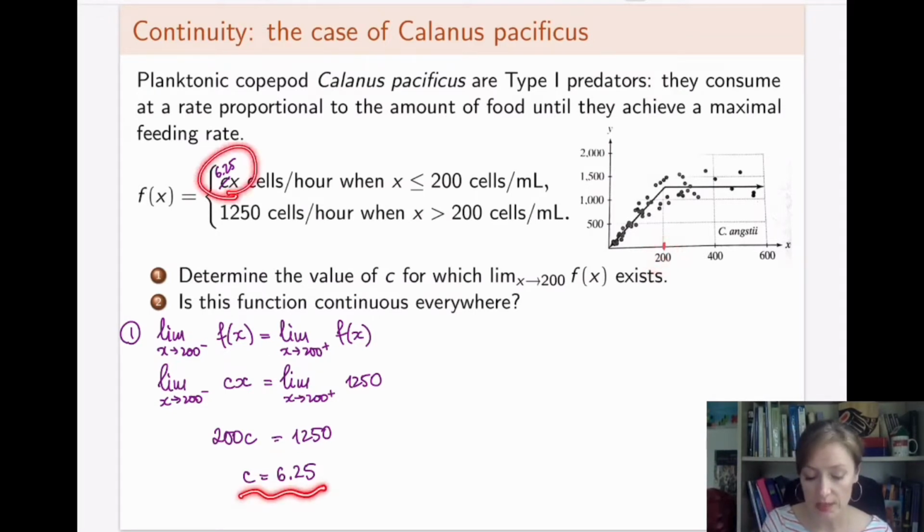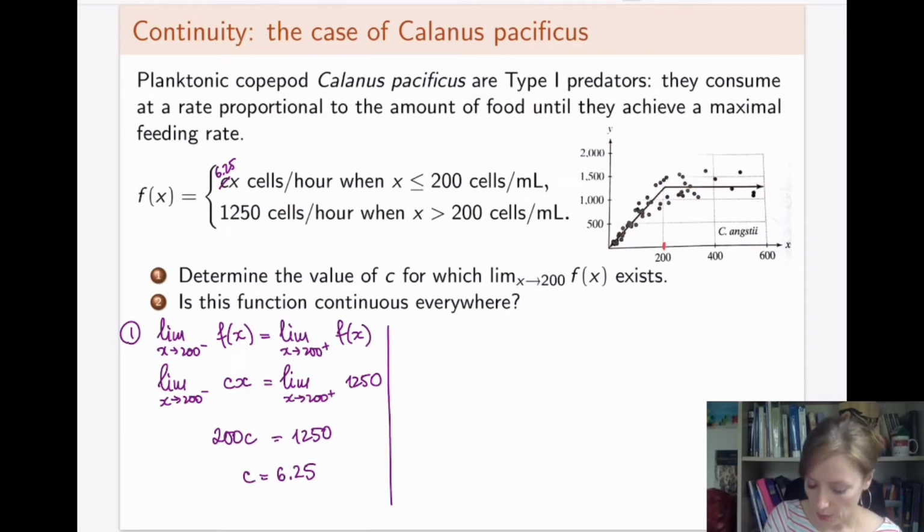Notice that it's cx for the line. So this c is actually the slope of this line. So the slope of 6.25 means that the two lines meet exactly. If the slope here was a little higher, we would have a jump in the graph. If the slope of this original line was a little lower, we would have had a jump in the opposite direction. Okay? But the slope of 6.25 guarantees that that limit exists.